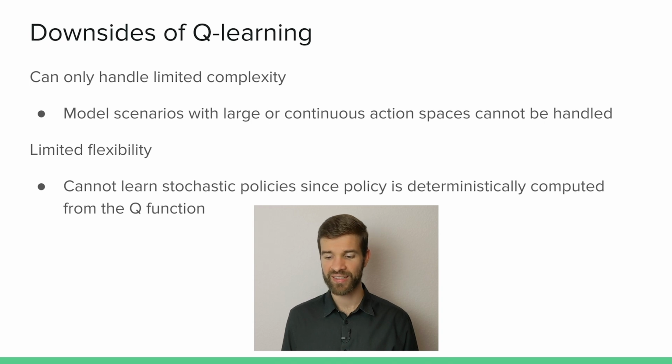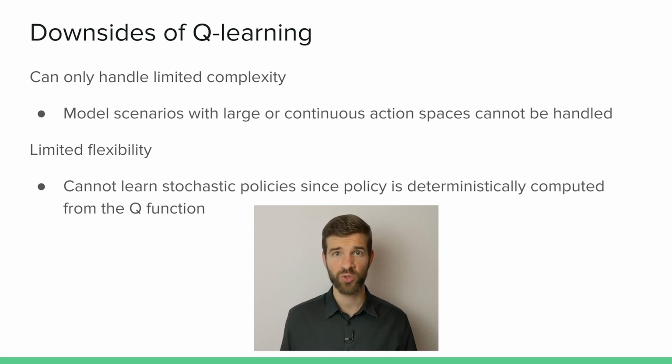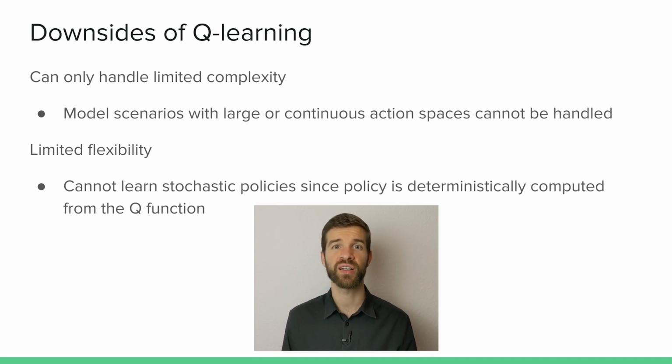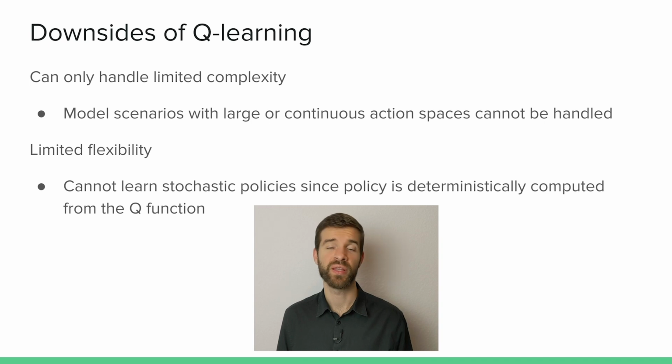In terms of flexibility, Q-learning is also a bit limited as it cannot learn stochastic policies, because the policy is deterministically computed from the Q function. We know how we get from the Q function to the policy by just taking whatever action gives us the highest reward. And if the next state has a random component, that means it's stochastic, we cannot handle this stochastic process with Q-learning.